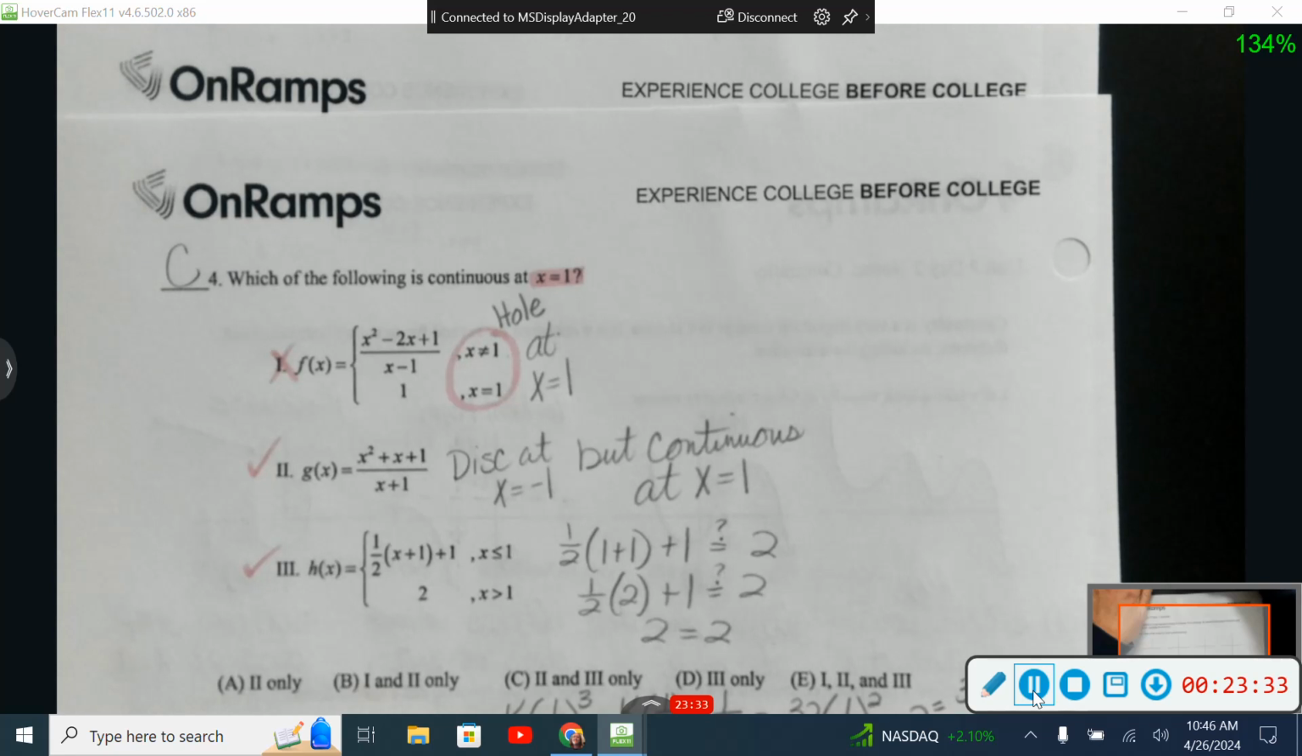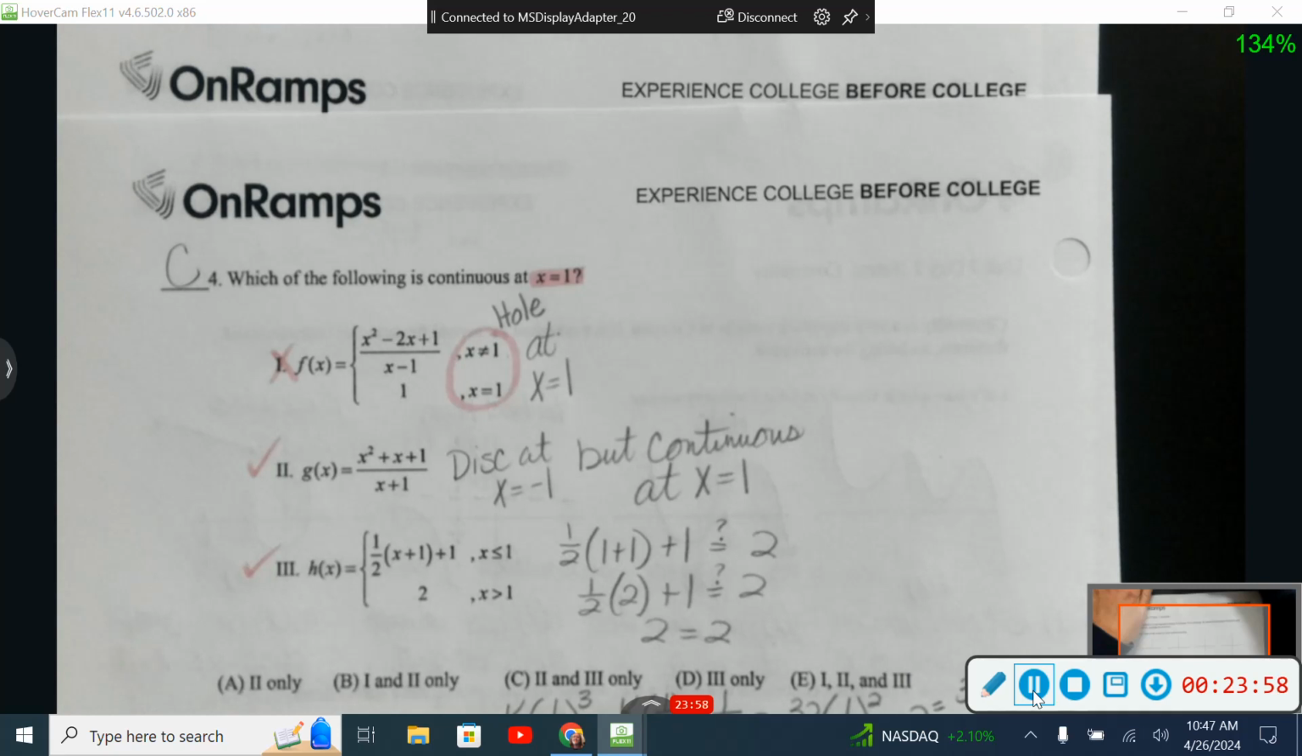It looks like a piecewise situation because of the way they've written it, but a piecewise will have inequalities in it. It'll have the greater than and less than signs in it. So anytime you see that equal to and not equal to, you're looking at something with a hole in it. And that hole is happening right there at 1. So this one is discontinuous at 1. This question is asking us for which one is continuous.